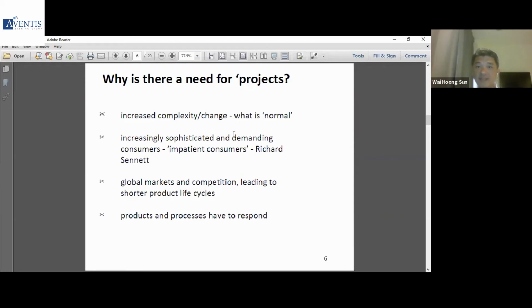So why is there a need for projects? Well, products and services are becoming more and more complex. You can just imagine handphones. How often do you change your handphones? And the functions that you have in your handphones nowadays, well, handphones are not just for making telephone calls. It's also to communicate using WhatsApp, to take photos, to listen to music, to watch videos. So it's very complex.